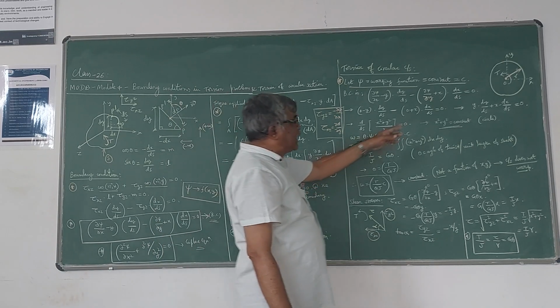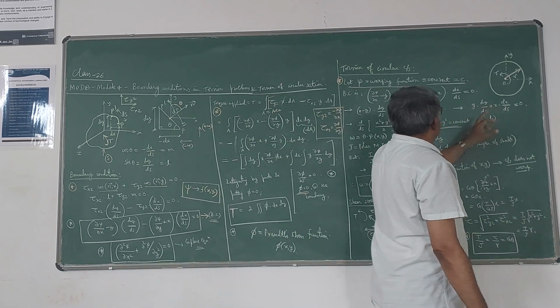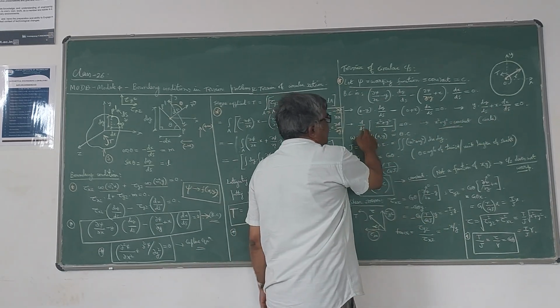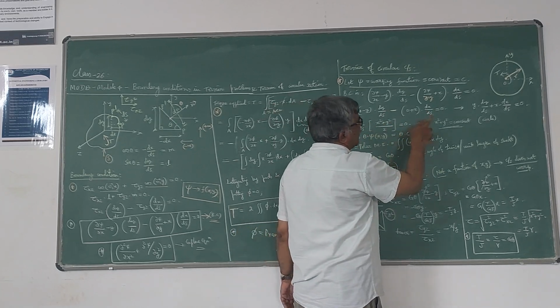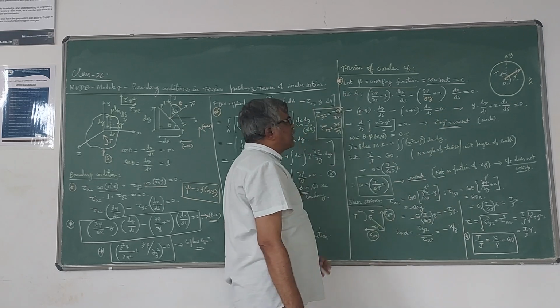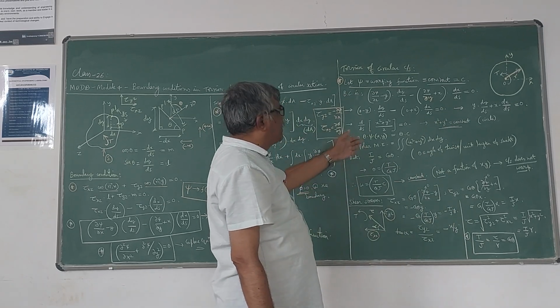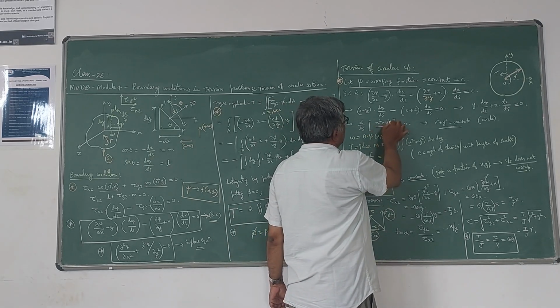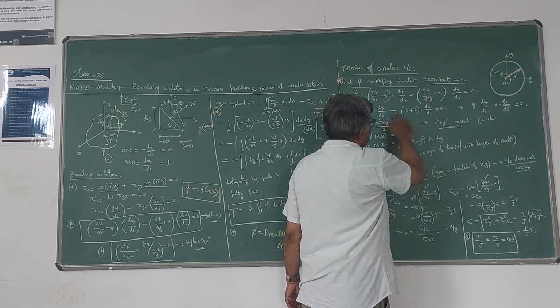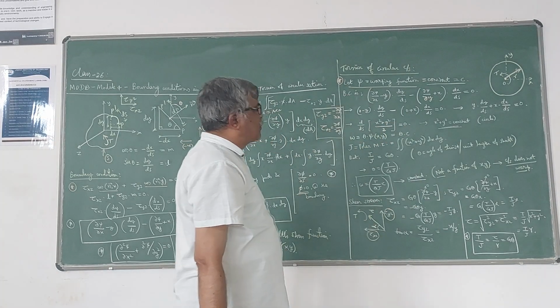If you integrate this, you are going to get d by ds of (x square plus y square) by 2 is equal to 0. So x square plus y square is equal to a constant.